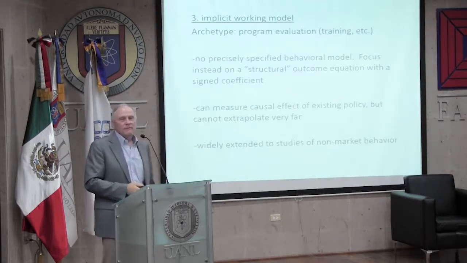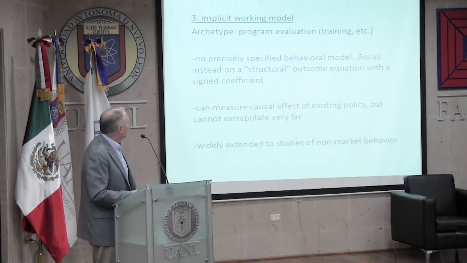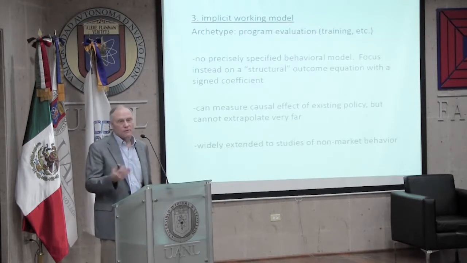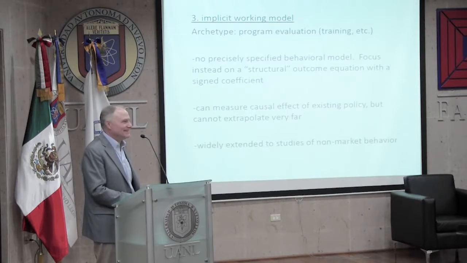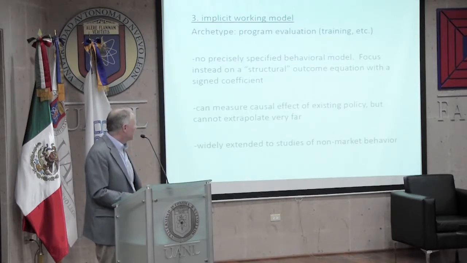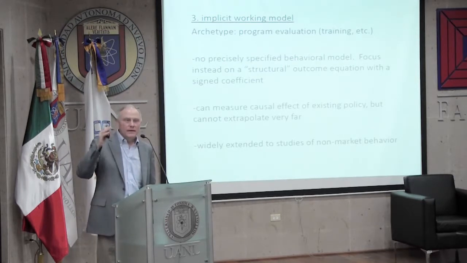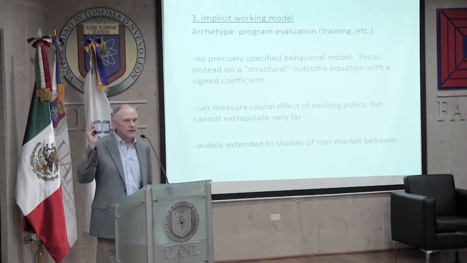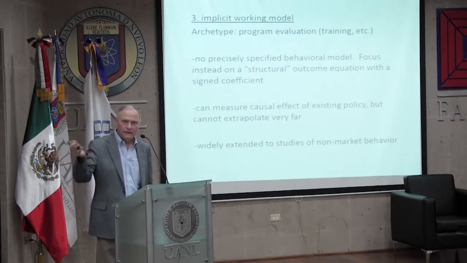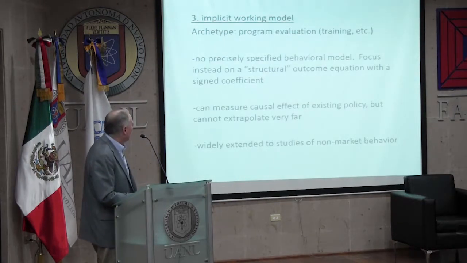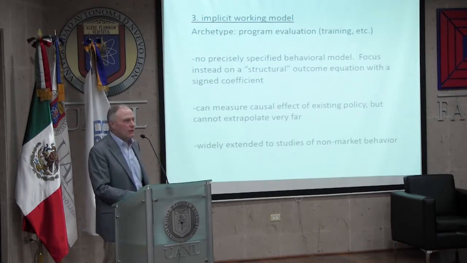And then there's a third type of working model, and this is the kind of working model that's in a lot of papers in program evaluation literature, where there isn't a model. There's only some single equation which says, this is the thing I'm estimating. It represents some kind of counterfactual outcomes in different states. And so what you're trying to do in that class of models is estimate a structural outcome equation.